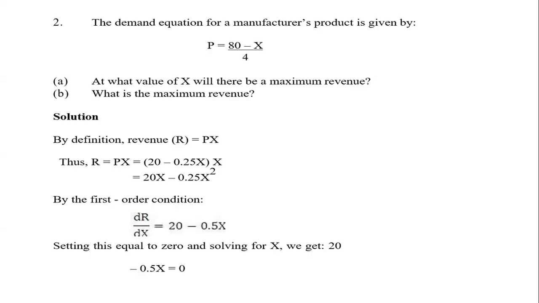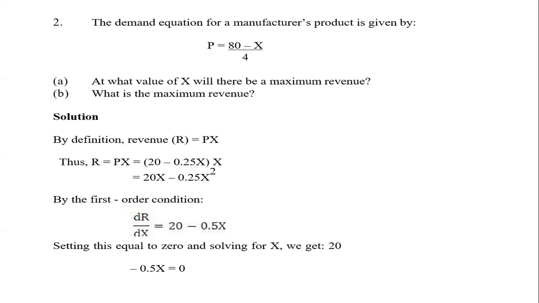Have you done that? Yes, sir. That should be equal to, if you differentiate this again, you only get negative 0.5 as your answer. So d squared R over dx squared should be equal to negative 0.5. And that should be less than or greater than 0? If you have negative 0.5, it is less than 0.